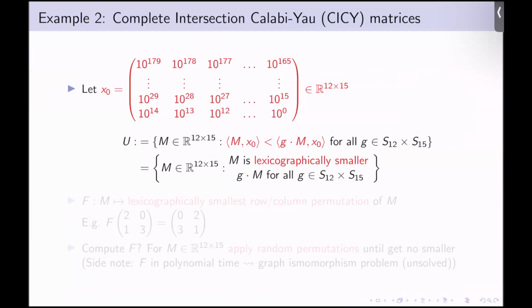So if you choose this one, you start on the bottom right with 10 to the 0, and then you go line by line, up, and always increase the power of 10. So 10 to the 0, 10 to the 1, and so on and so forth, until you end with 10 to the 179 on the top left. If you do this, you get the fundamental domain. Again, I just copied the definition from the previous slide.